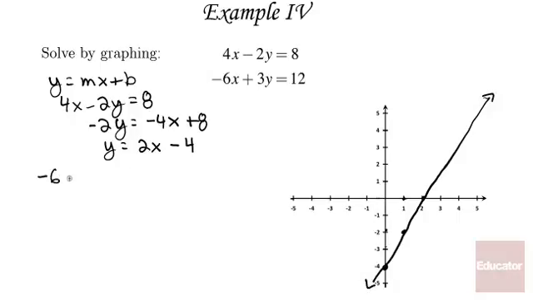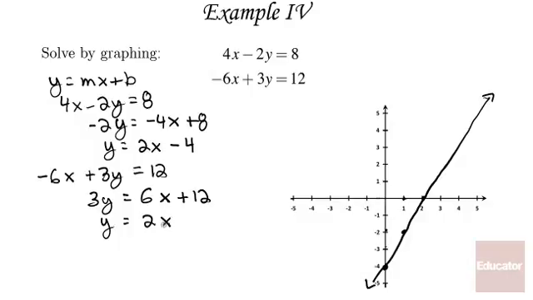Second line, again, slope-intercept form. Add 6x to both sides, gives you 3y equals 6x plus 12. Now, dividing both sides by 3 to get y equals 2x plus 4. So here I have a y-intercept of 4 and a slope of 2. So increase x by 2, increase y by 1. So I'm going to get a line looking like this.